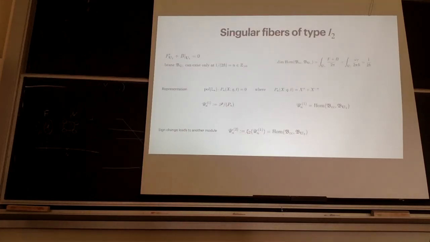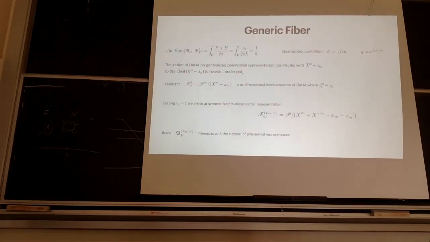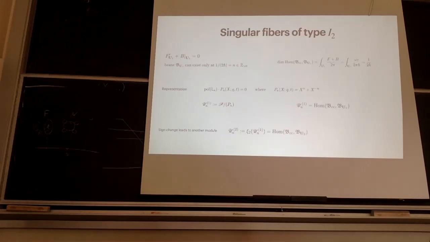Okay, so let me describe maybe a couple of examples. We have a singular fiber of type I2. So this is the generic fiber. It has an m-dimensional representation, which is the factor of the polynomial representation by this ideal. And it corresponds to a certain brane. And we can play this game for all of them, right? So let me not bore you with all the details.